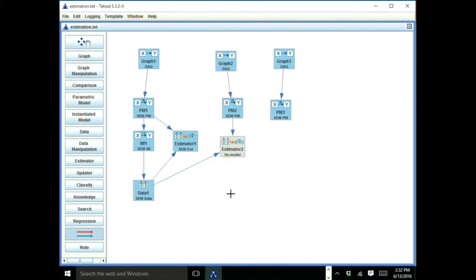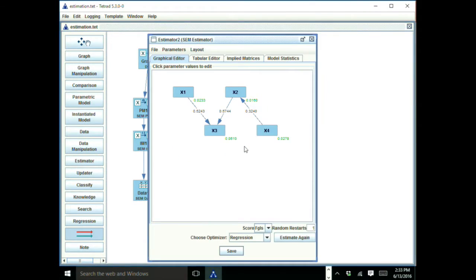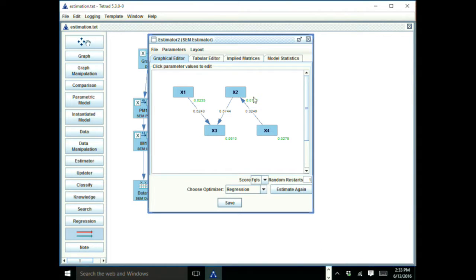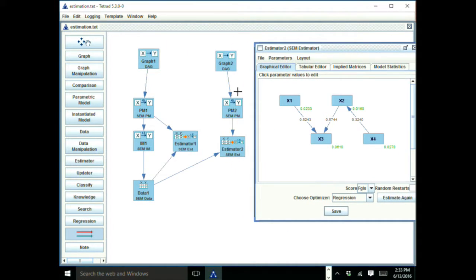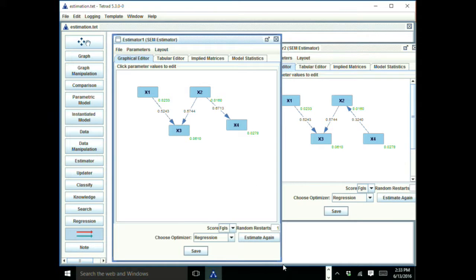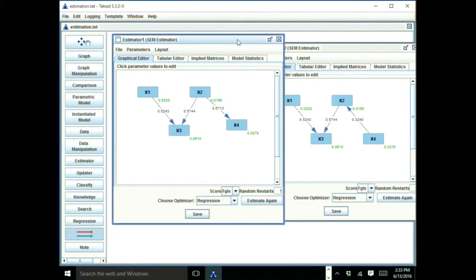So now what you're looking at is the parametric model that I'm estimating is wrong. It's the wrong model by one edge. I flipped the edge. The data came from the model that you originally saw, and I'm going to estimate the parameters of the wrong model. What will I see? Let's compare this to when I estimated the true parametric model.